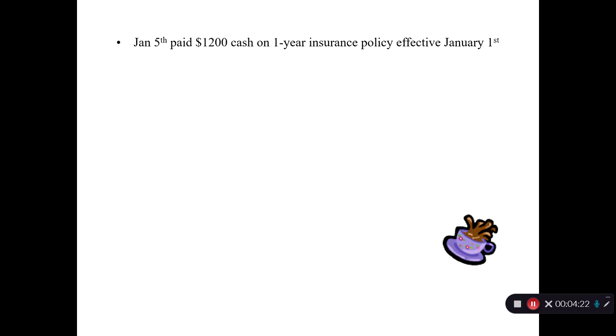Okay, the next transaction, January 5th, paid $1,200 cash on 1-year insurance policy effective January 1st. Okay. We know cash is going down because we see the word paid. Paid cash, that's an asset going down. That's going to be a credit. But what's my debit here? Well, we're going to call a 1-year insurance policy a prepaid asset because it's an asset that we're buying up front that's going to expire over a year. So we're going to debit prepaid insurance for $1,200, and that is an asset to us until it expires. The credit then would be to decrease cash by $1,200.